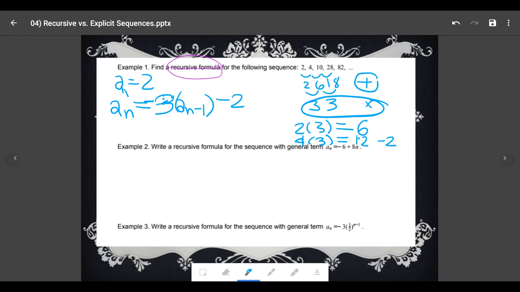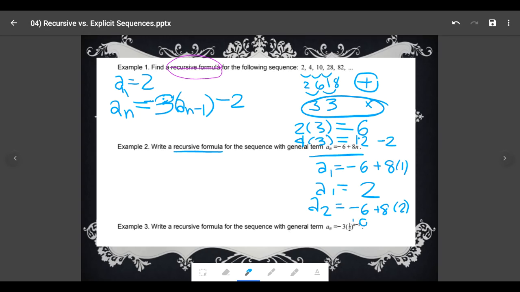Let's take a look at example 2. They want a recursive formula, and they gave us an explicit formula for the sequence. So here they say, okay, if I have some term, so if I look, let's plug in 1 and see what our first term is. Here, my first term is going to be 2. And let's see what our next term would be. To find a_2, I would plug in 2. It's going to be negative 6 times 8 plus 8 times 2, and that's going to give me 10. So if I start writing out the terms of the sequence, I have 2, and then 10, and then 18.